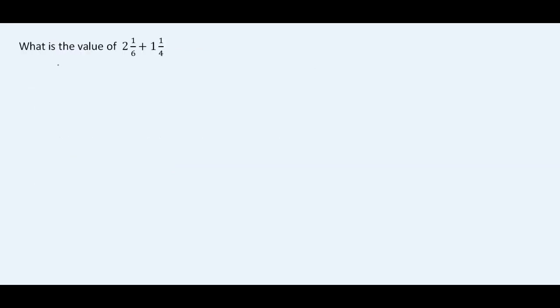So we have 2 1/6 plus 1 1/4. The first thing we're going to do is add the whole numbers together. So you've got 2 and 1. So 2 plus 1, that's going to give us 3. We have 4 and 6 as our denominators.